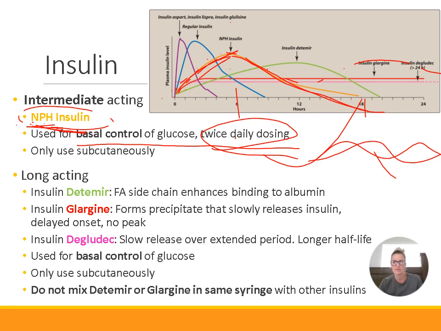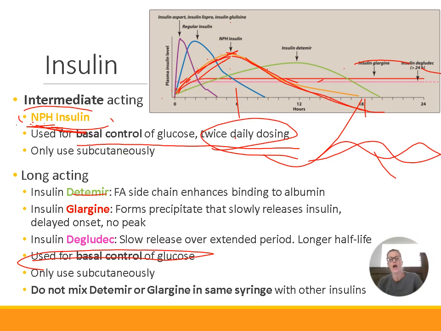Then we have the long-acting agents. Long-acting agents are good for basal control of glucose. These are the best agents to mimic what our body naturally does for basal control. They are generally used once a day.